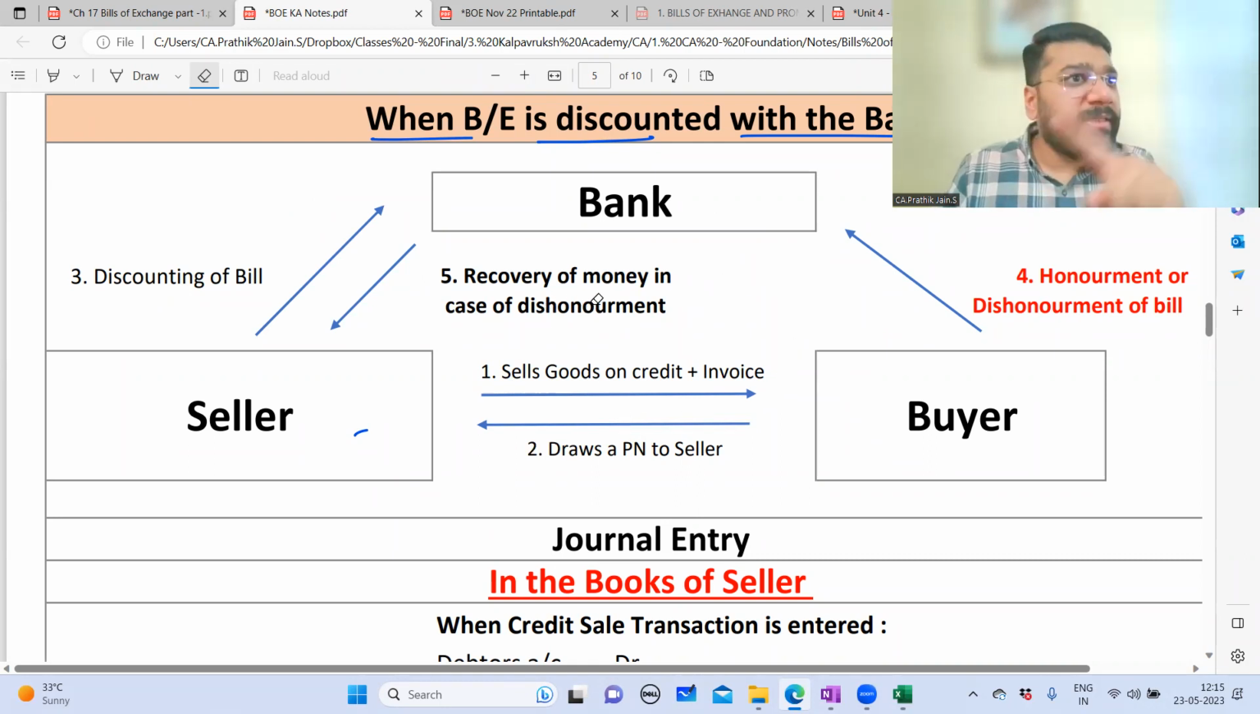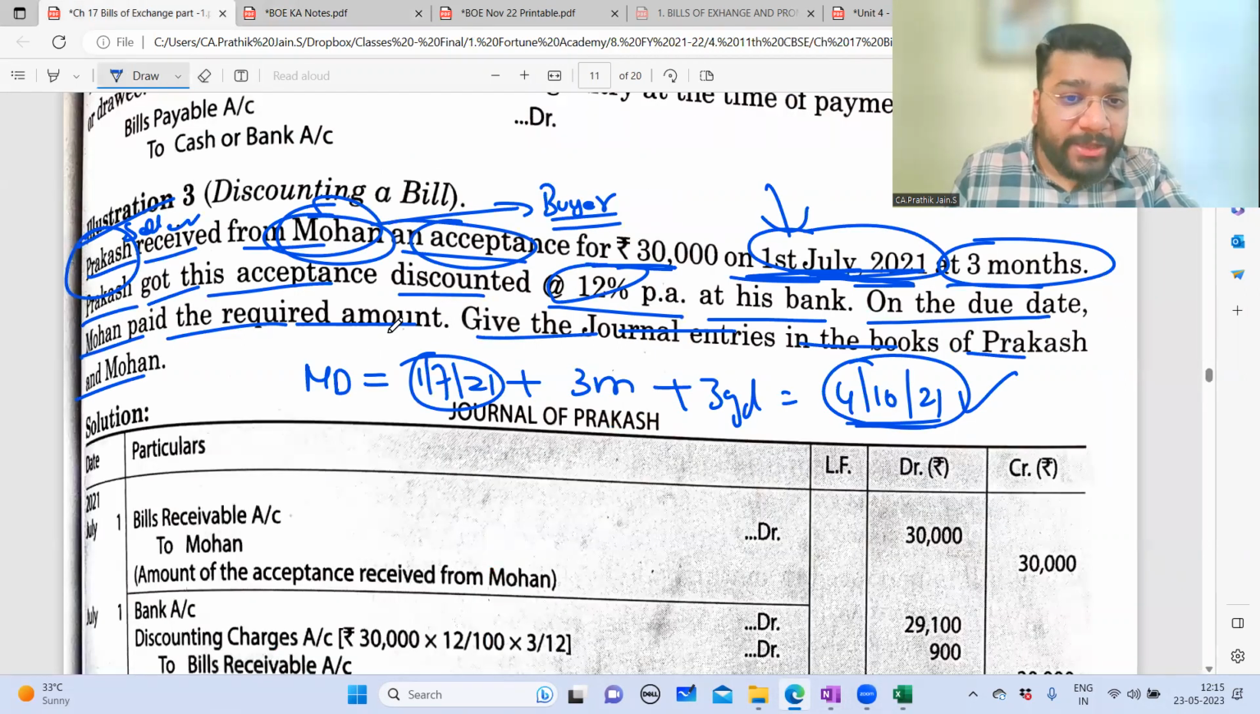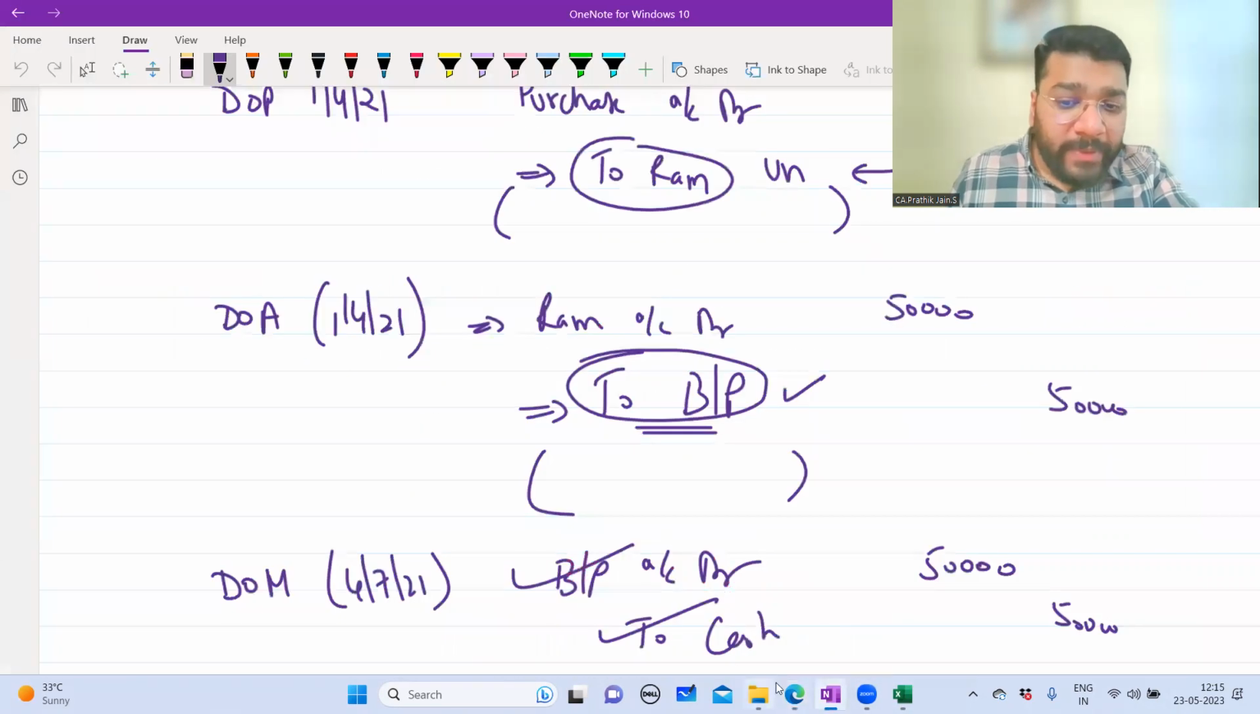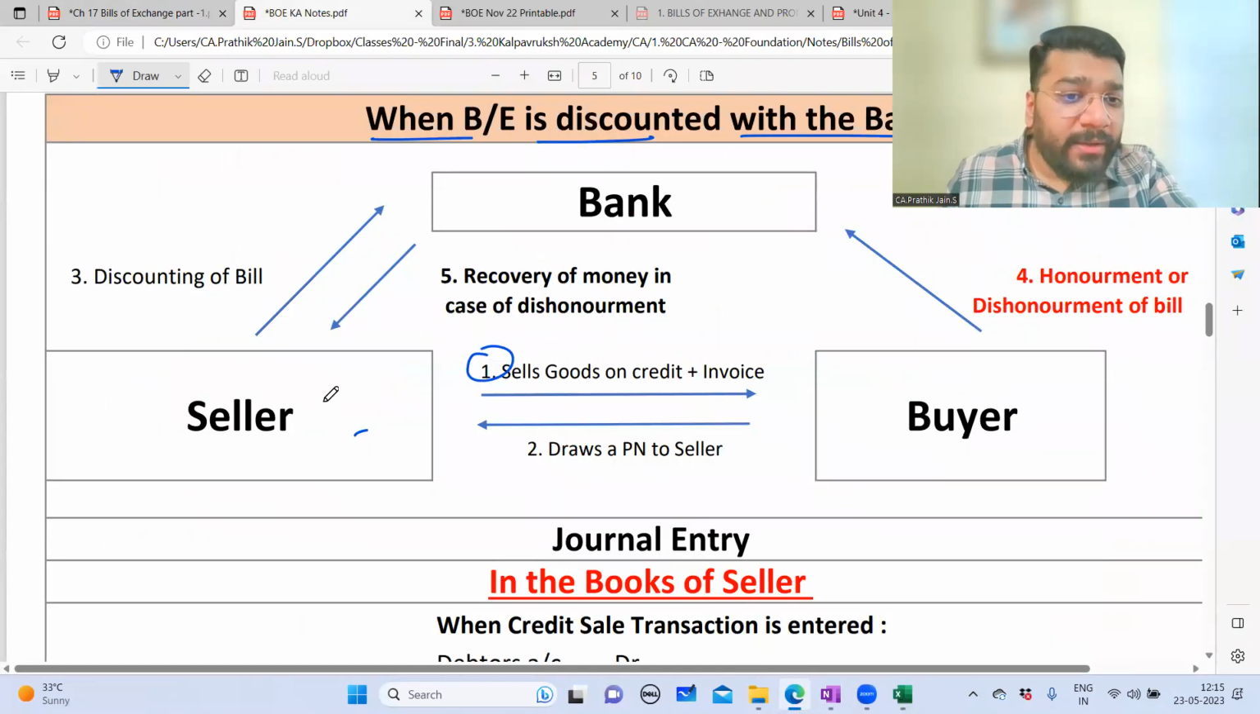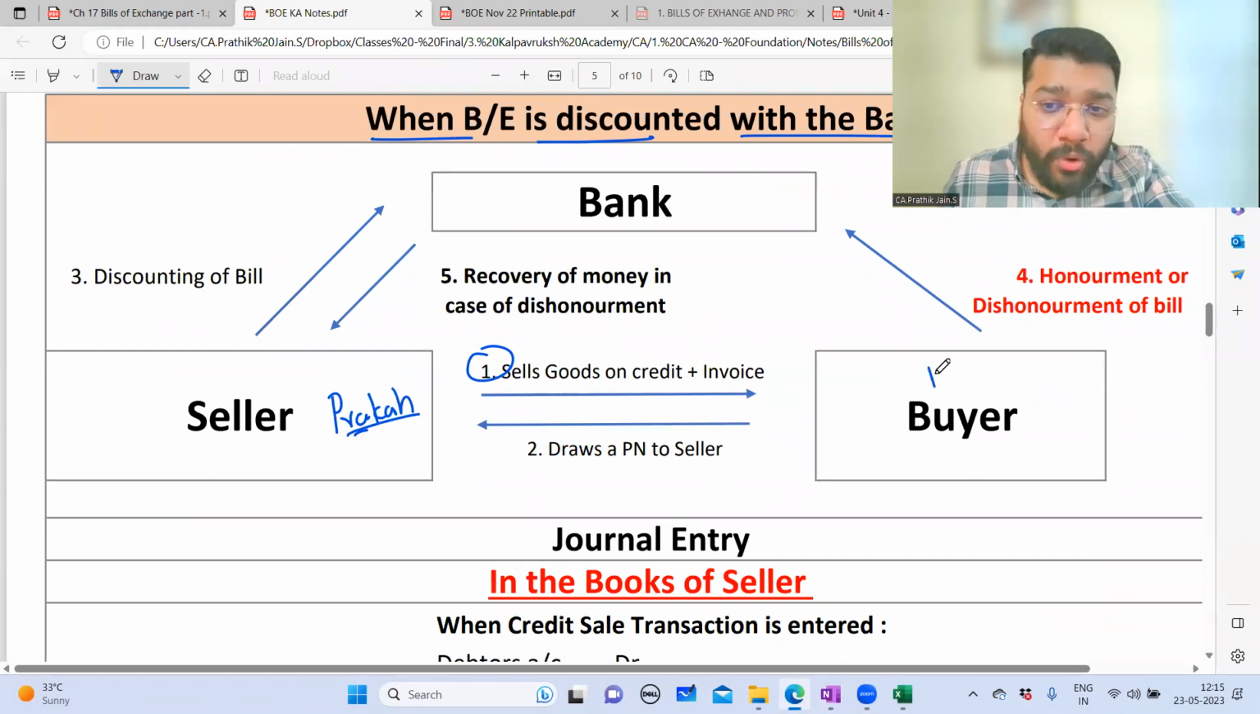Guys, are you clear with the scenario diagram? Is anybody having any difficulty in this diagram? The sequence, if you understand only, guys, in the same sequence, the journal entry will be passed. Now listen to me very carefully. The first sequence is what? We are recording in the books of whom first? We're recording in the books of Prakash. So Prakash is the seller. So please understand, guys, the first transaction is happening between Prakash and Mohan.